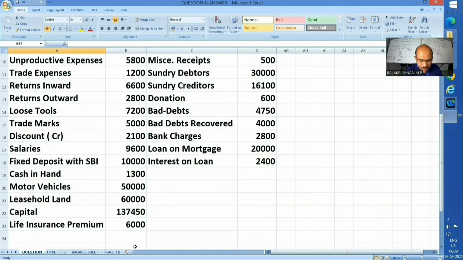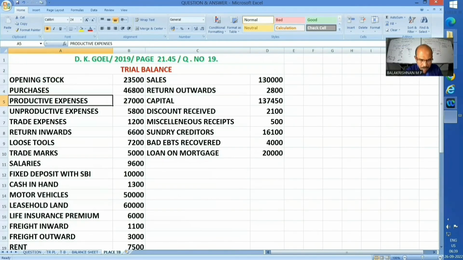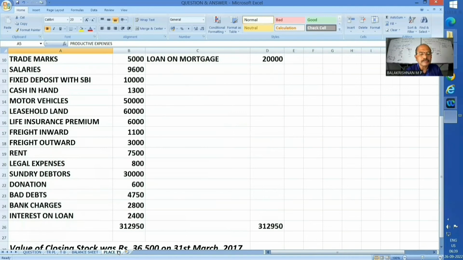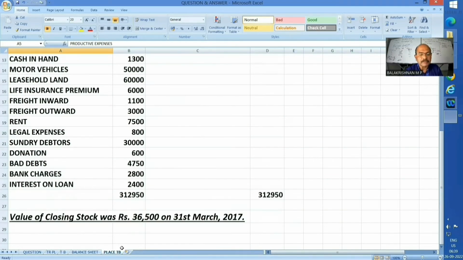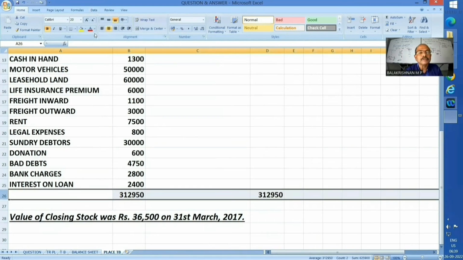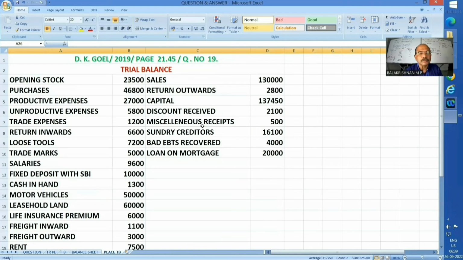So I have prepared one for you. This is a tally trial balance, right? Total is this one. So how did I prepare it? What is the technique I adopted? A simple one.